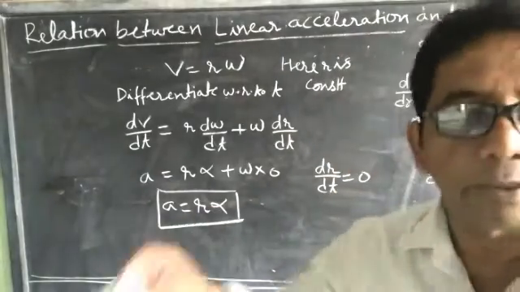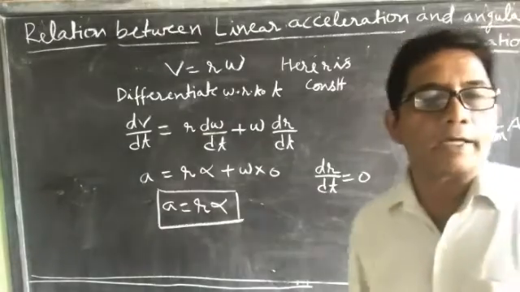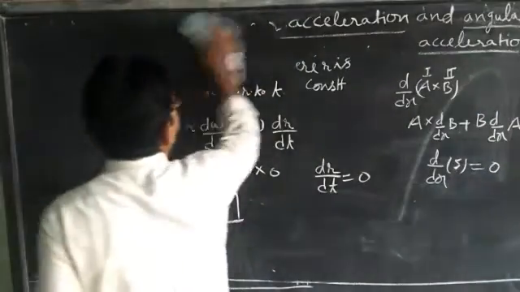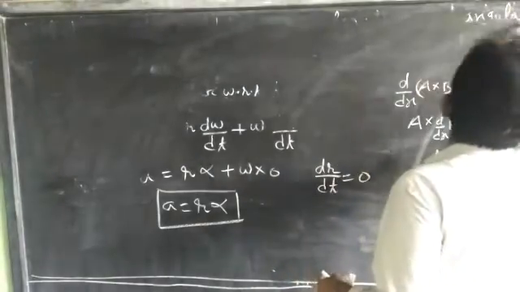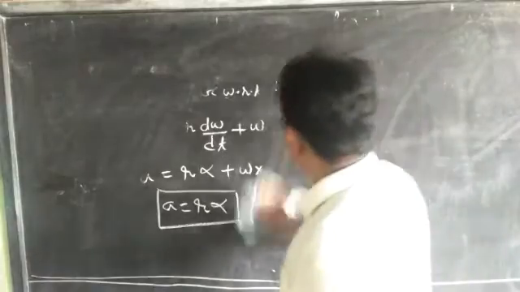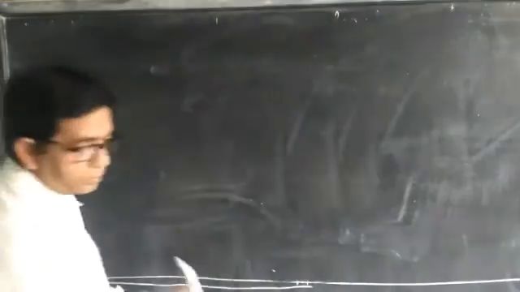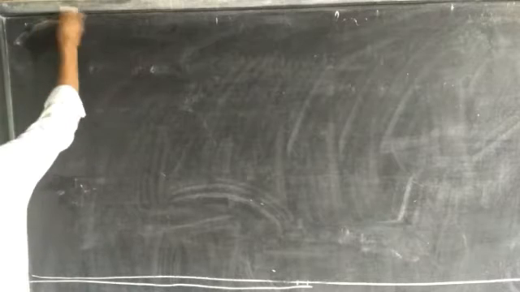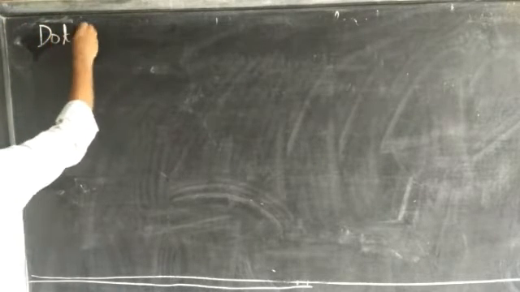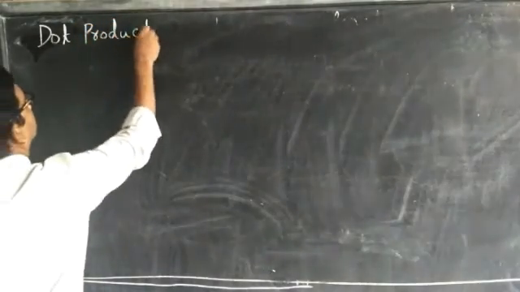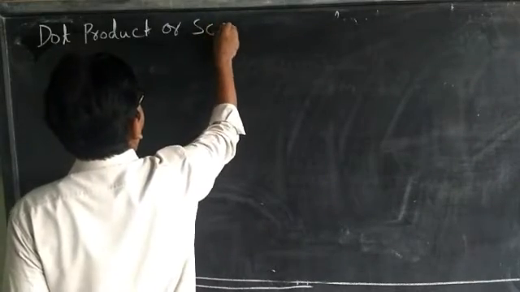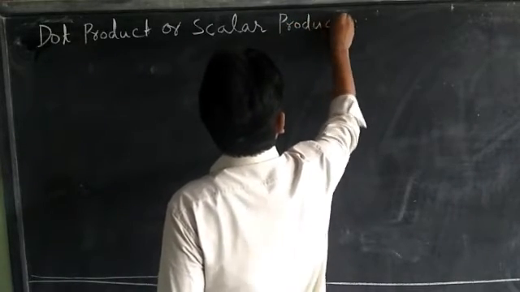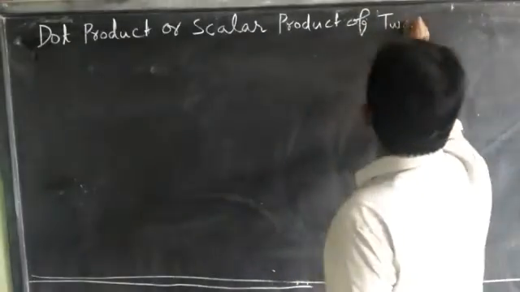Now we will discuss the next topic. Dot product or scalar product of two vectors.